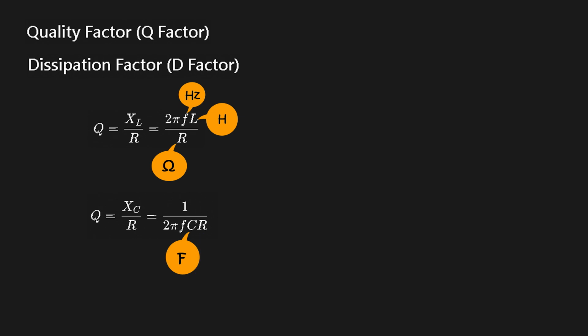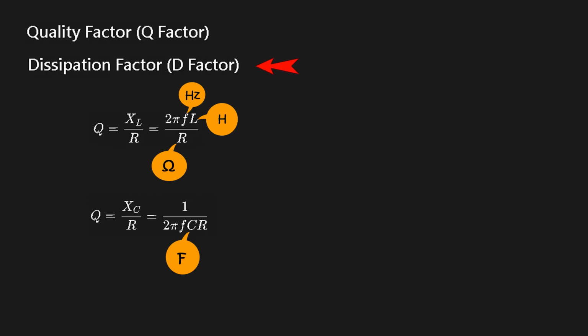A high Q factor means that the resistance is very small compared to the reactance. This indicates lower energy losses, sharper resonance, and narrower bandwidth. That is why Q factor is very important in tuned circuits and filters.